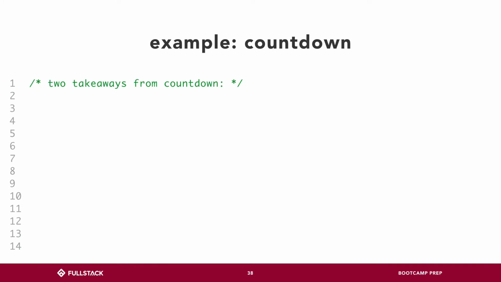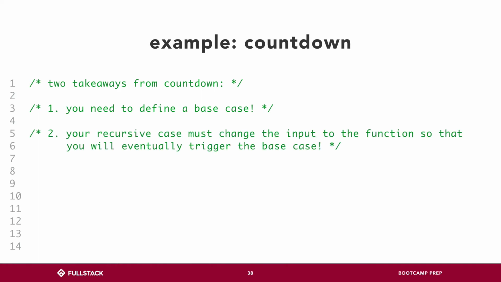But let's look at the takeaway, right? One, you have to define a base case for when the recursion stops. If you don't define the base case, we get what we call a stack overflow, right? The stack getting too large, the call stack being too large. And second is that in the recursive case, you have to change the input in some way that you're getting closer to the base case, right?